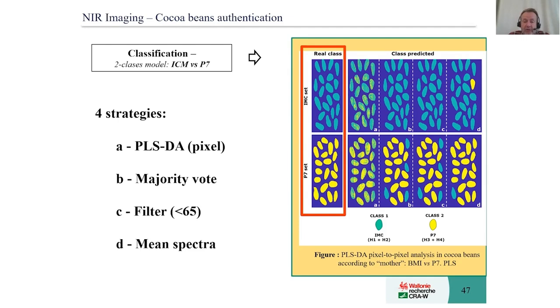And what we can use is the individual pixel prediction, just to say, okay, this pixel from this bean is classified in class 1 or 2. But we can also work on majority vote. It means that you have one bean and you can say, okay, 90% of the spectra of this bean are classified as class 2. And so you say, okay, the bean is from class 2. We also have a way where we can work on the mean and so on. So there are different ways, which the figure here presents.